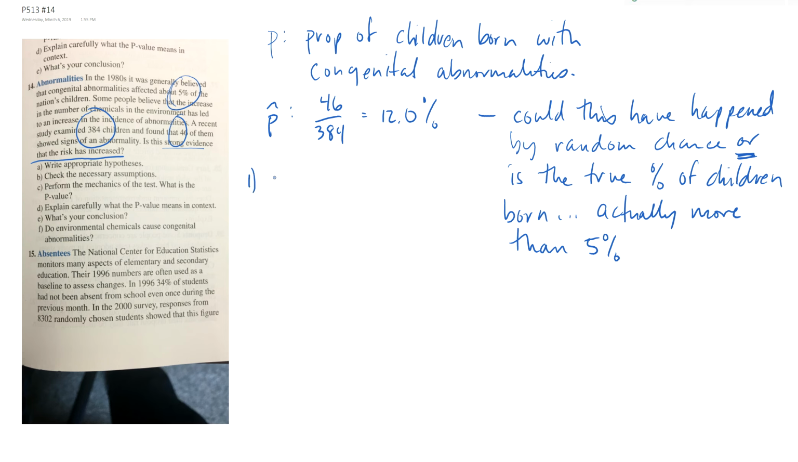So 1, we're going to look at the hypothesis. H0: P is equal to 0.05. The alternative, we want to see if it's greater. Check to see if we have evidence that it's greater than 0.05. Conditions.